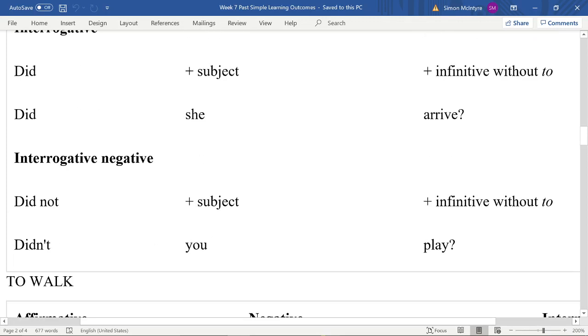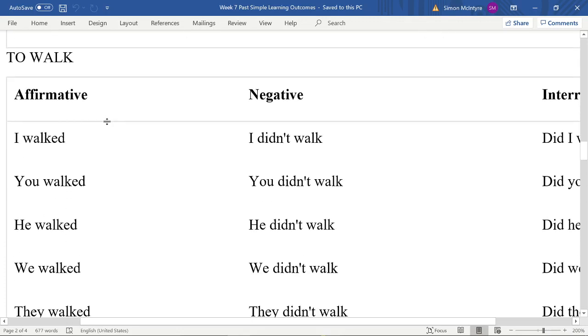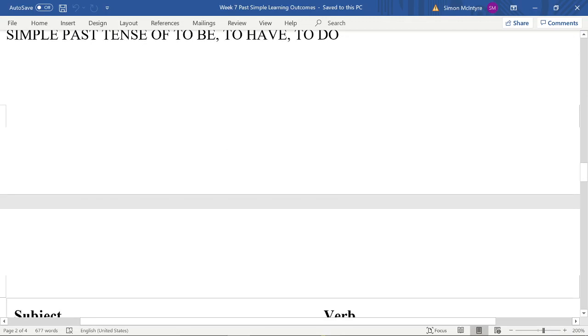So negative forms, did not, didn't. Didn't you arrive yet? Didn't you play with them? Didn't you study for the test? Also good question forms in the negative. So these are common verbs, right? This is an example: I walked, I didn't walk, you walked, you didn't walk. Pretty straightforward. Read through these for yourself.